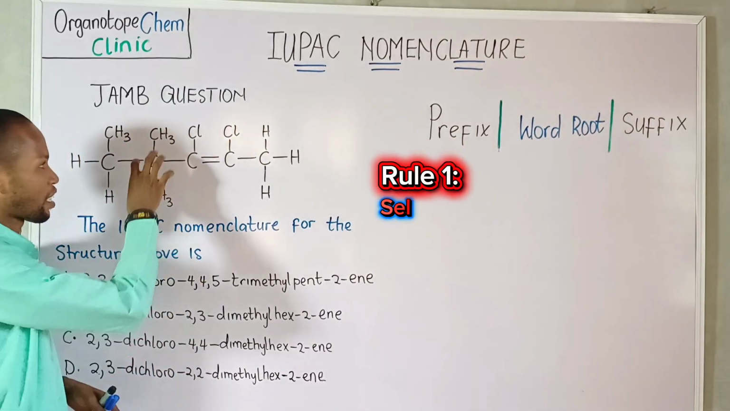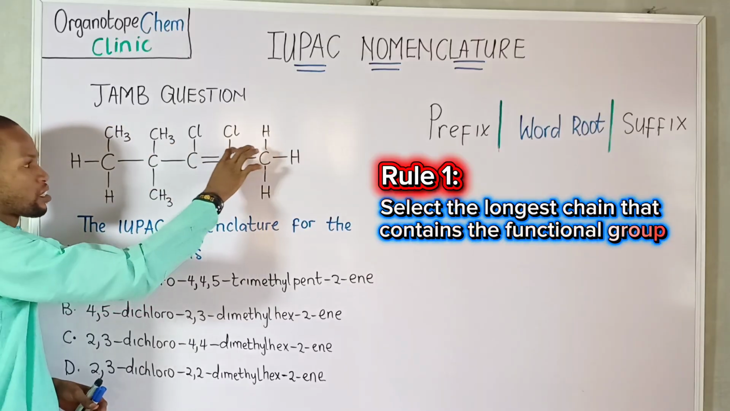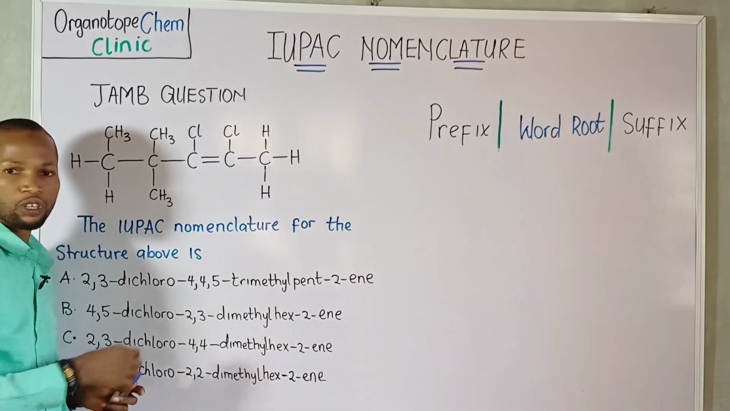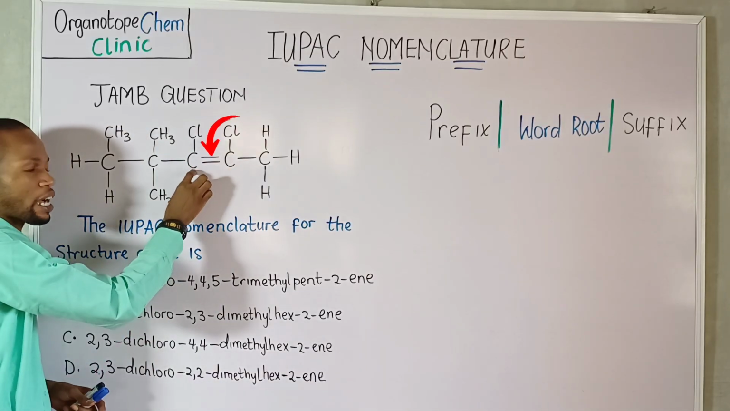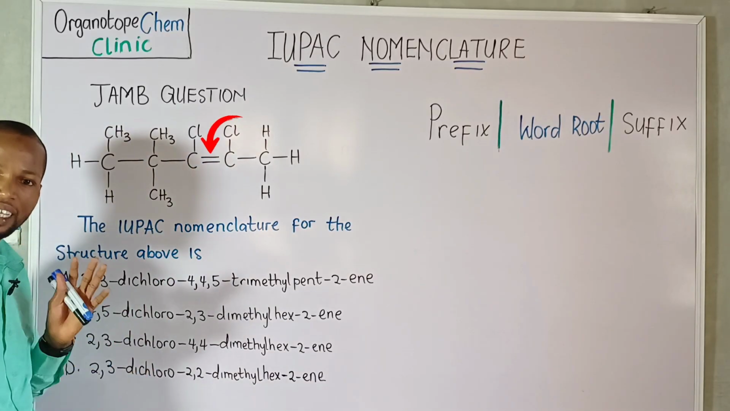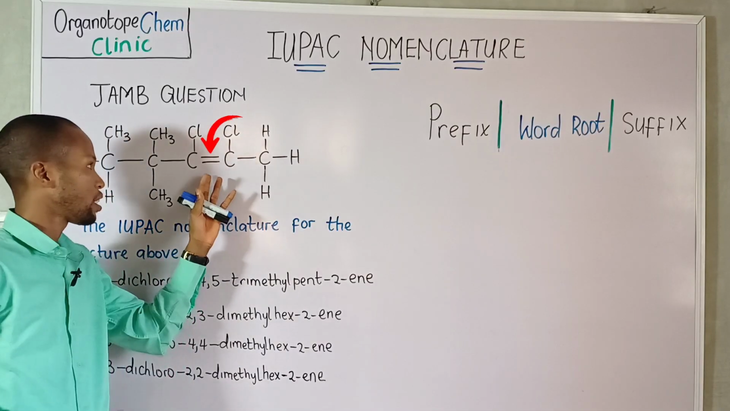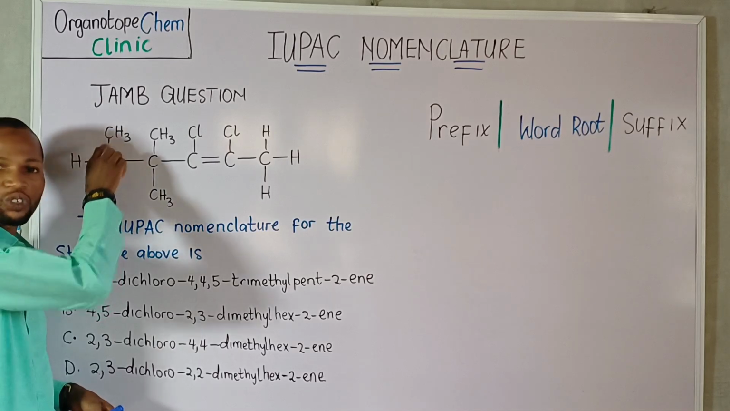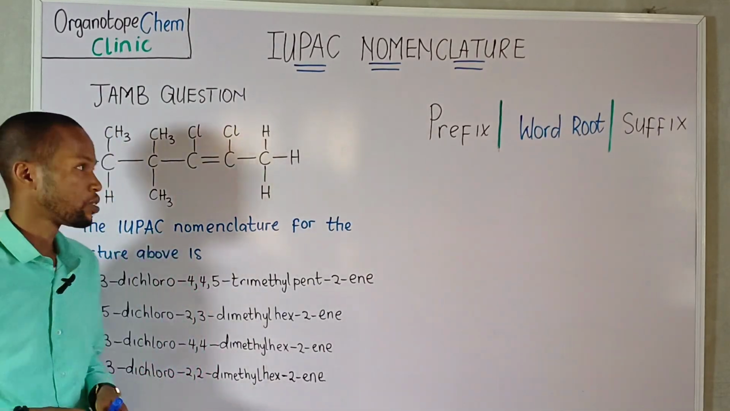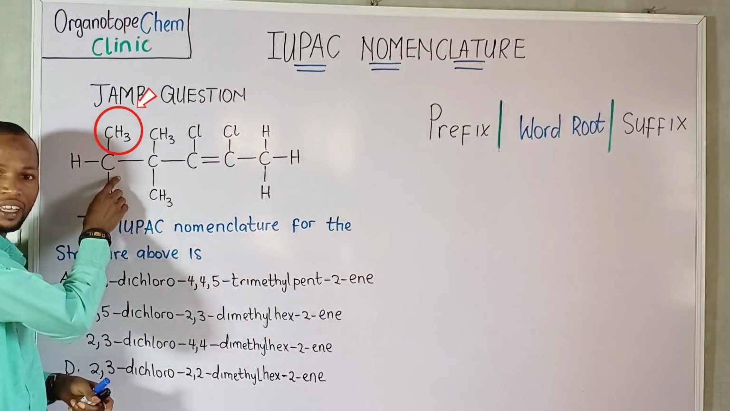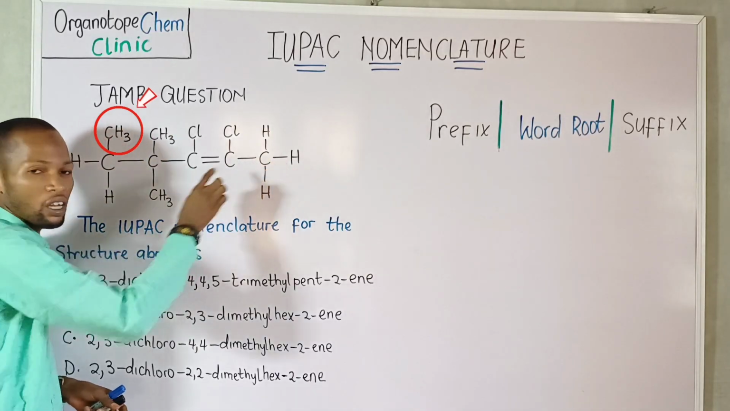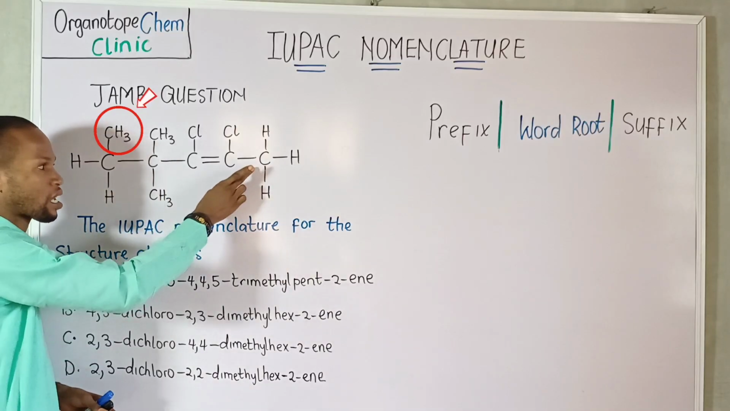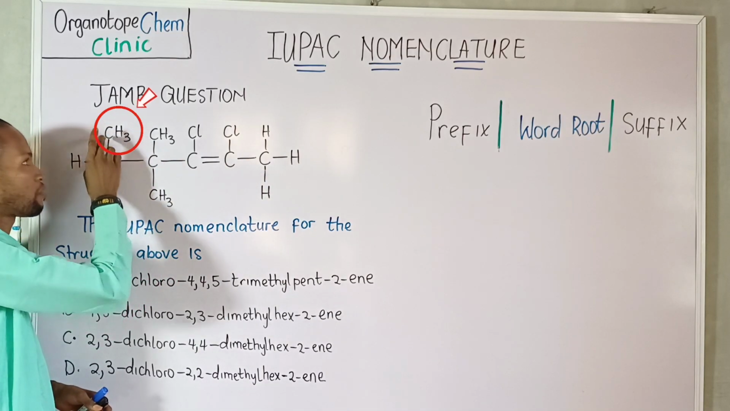Rule 1. Select the longest chain that contains the functional group. Can we identify the functional group in this organic structure? We have a carbon-to-carbon double bond right here. It has the highest priority, so it is the functional group. When you have a terminal carbon that is connected to an alkyl group, just like the methyl group right here, it will join the longest continuous carbon chain. So the longest continuous carbon chain contains 6 carbons: 1, 2, 3, 4, 5, 6.